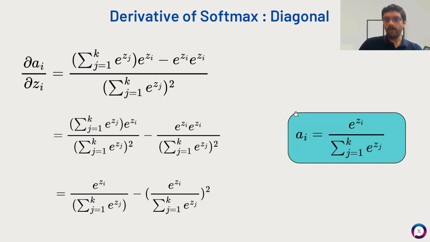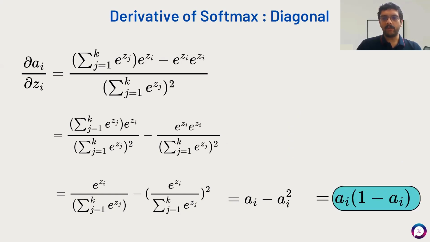Well, we know that the output ai is basically this term, right? So now the derivative of ai with respect to zi can be written in terms of ai, which is what we always do with activation functions in neural networks. We always try to write them in terms of the output. So you've got ai minus ai squared, which can also be written as ai into 1 minus ai. So the derivative of the diagonal term is this.